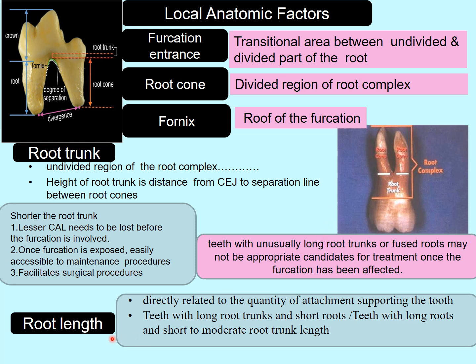When you compare root length, as you know, it is directly related to the quantity of attachment. Increased root length means increased attachment. So for teeth with long root trunks and short roots, once furcation involvement is there, the prognosis will be very poor, because the root length is short and the remaining attachment will be very less. But with teeth with long roots and short to moderate root trunks, if the furcation is involved, the long root helps to maintain the attachment. So the prognosis will be better with long roots and short to moderate root trunks.